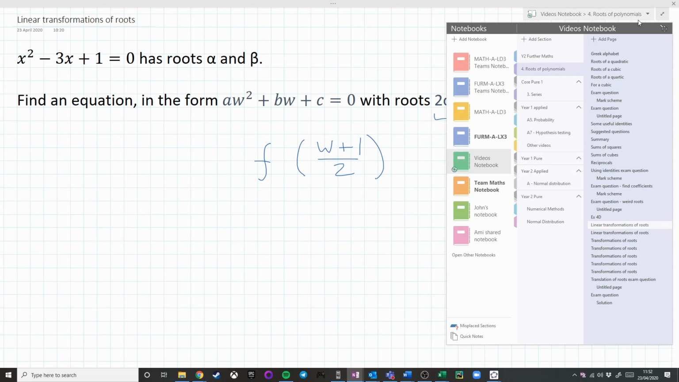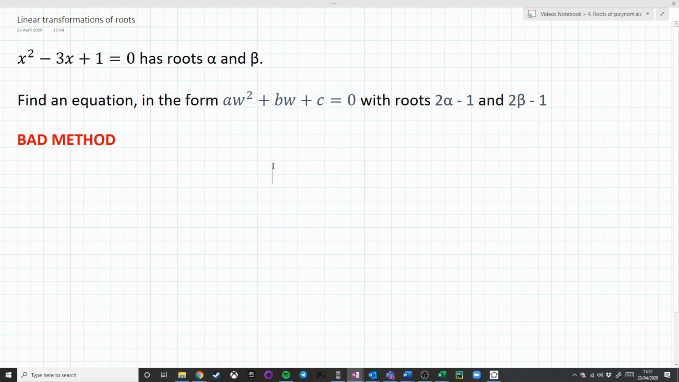Anyway, probably you've already thought how you might do this, so I'm now going to show you the bad method. This is a bad method, and I'm going to tell you why. Do not do this method. Have I made that clear? The bad method is solve quadratic and change roots. Do not do this. Anyway, let's have a go and let's see what happens.